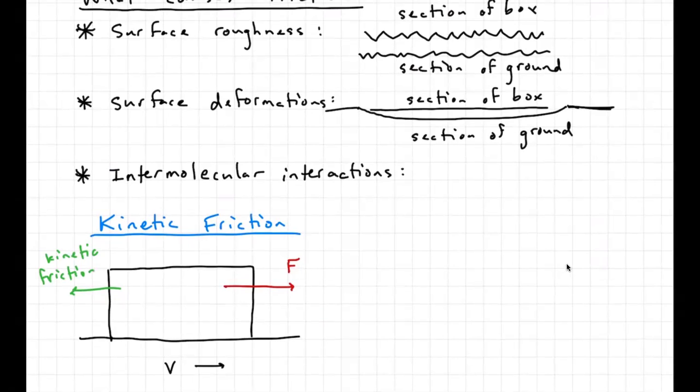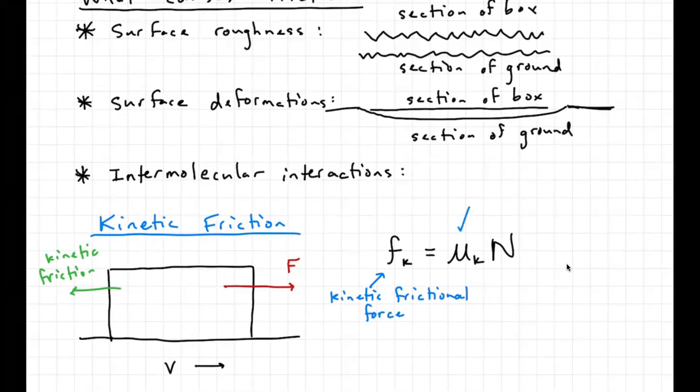And the model that we use for that is kinetic friction is equal to, not less than or equal to, but equal to mu k times the normal force. So again, I'll label these. So this is kinetic frictional force. The form here looks really similar, but there are some important differences. This is the coefficient of kinetic friction. And again, this is the normal force between the two surfaces.